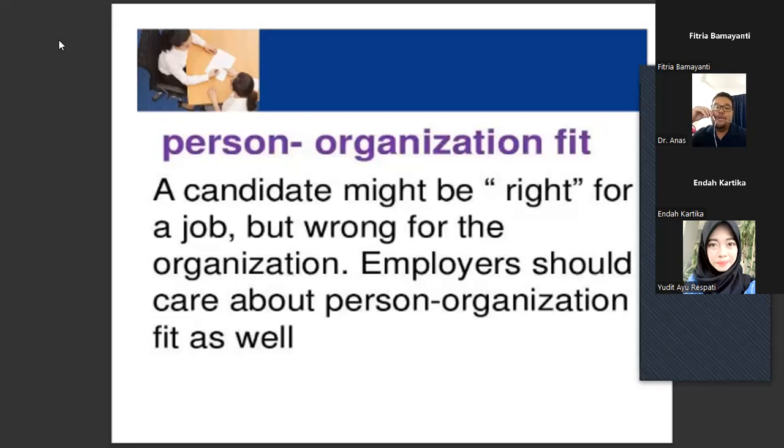That means most of you, after you graduate with a diploma, and if you don't want to pursue your S1 or degree, must be aware before applying for the job, before applying for the vacancy, you must know about the background of the organization that you apply to.